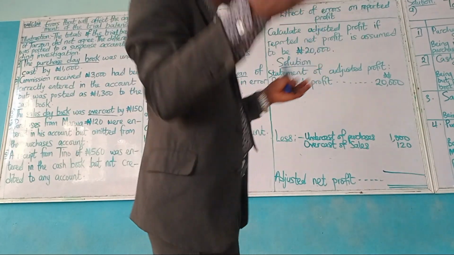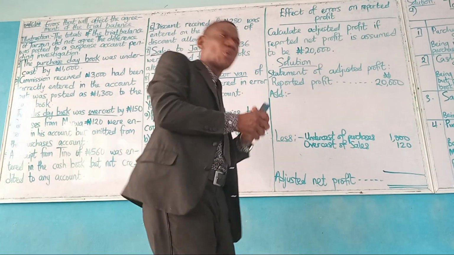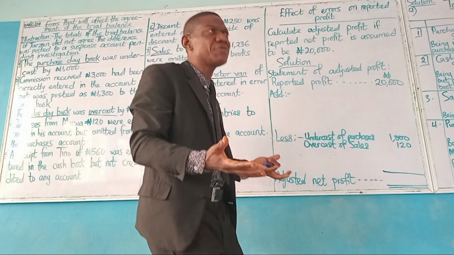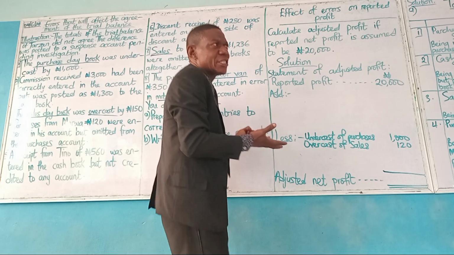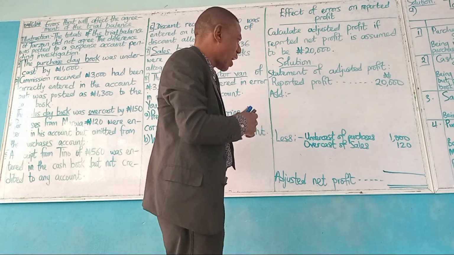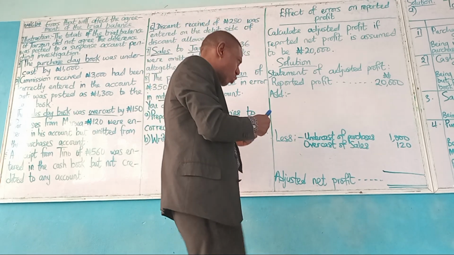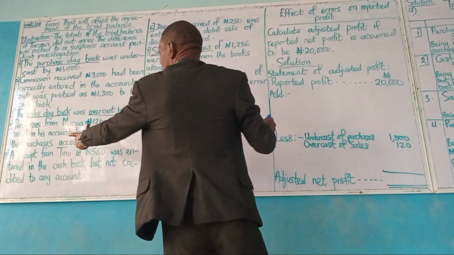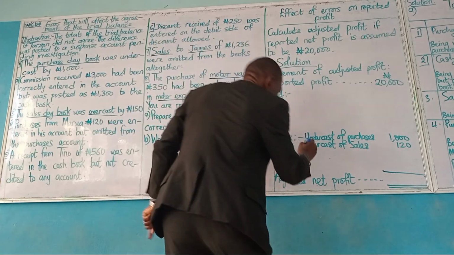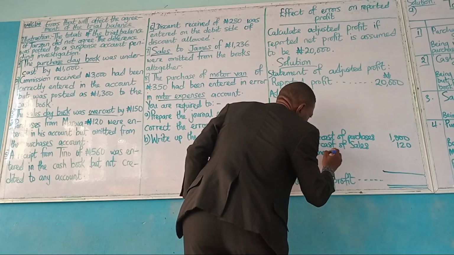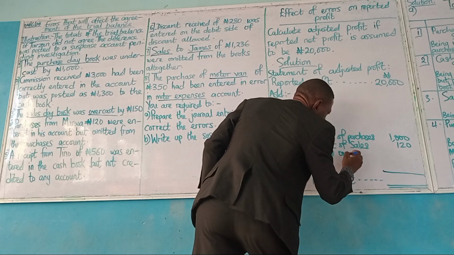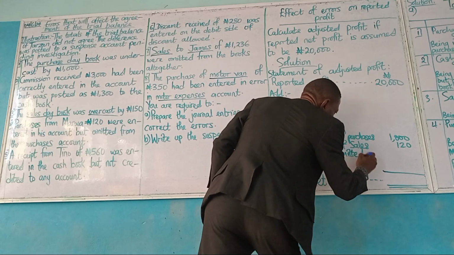What's supposed to be added to the purchases figure? If we add it to the purchases figure, it means the purchases figure will increase. If our cost of purchases increases, it will reduce our net profit. So it's also coming there. Purchases omitted. How much is that?